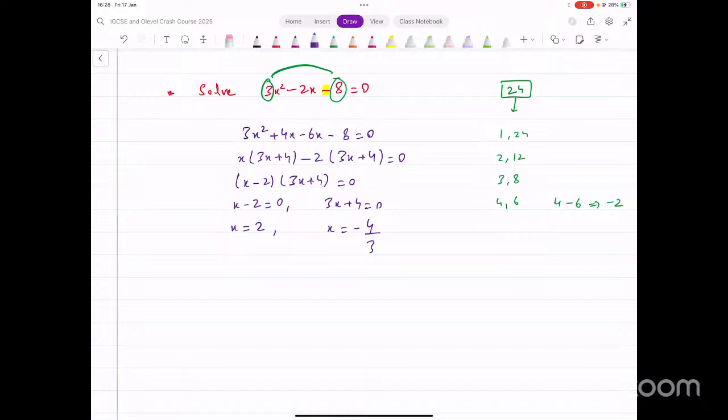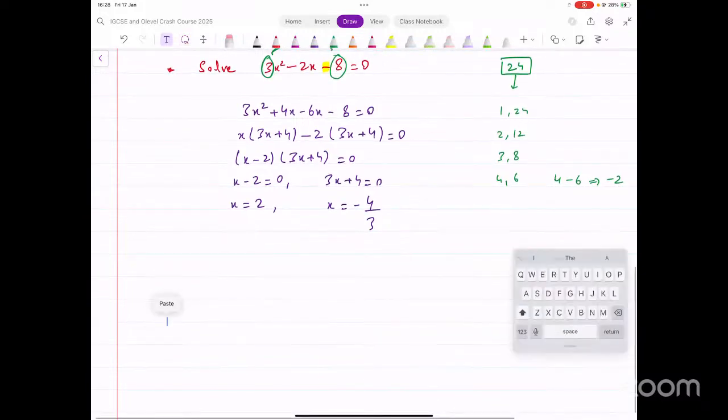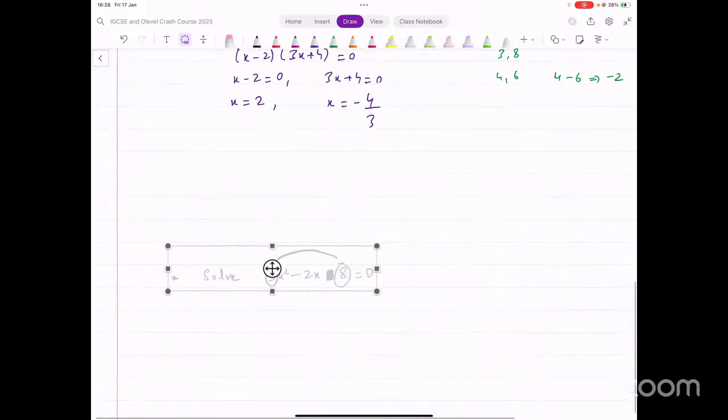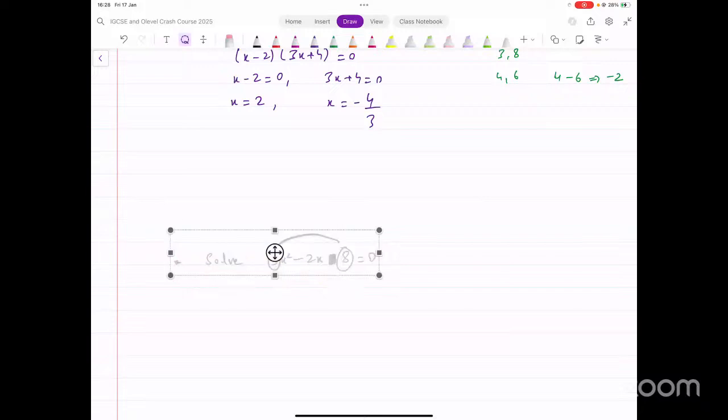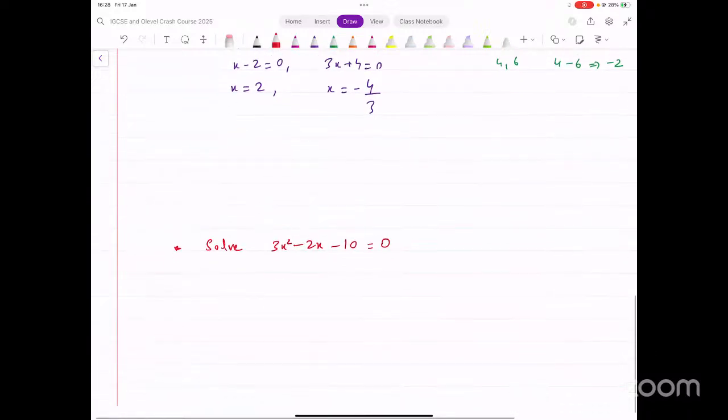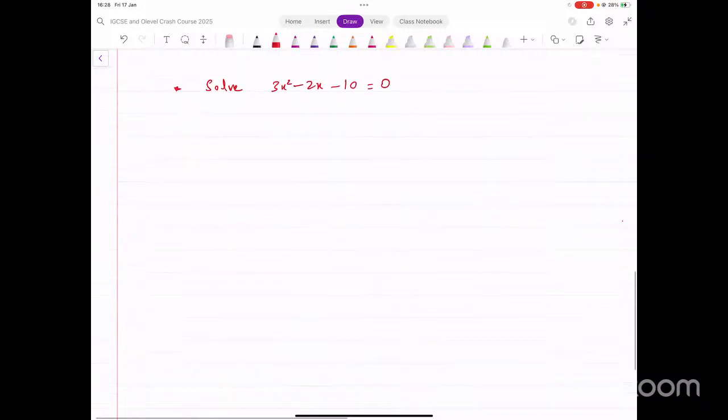Okay, now this is how we can solve equations using factorization. Now, sometimes factorization is not going to be possible. For instance, if I were to just change this equation slightly so that it becomes something like this. I'm just going to change this slightly. And now instead of having a negative 8 at the end, what if I had a negative 10? Okay, now what about this now?